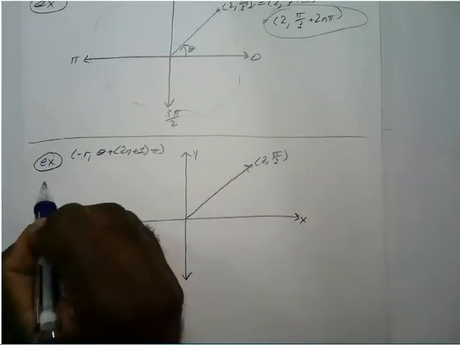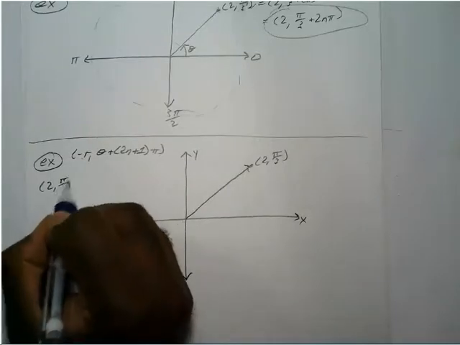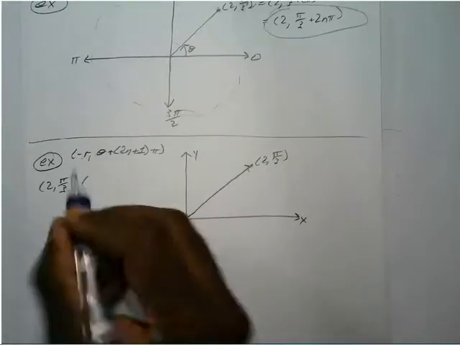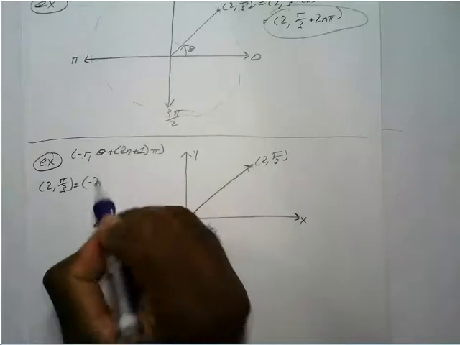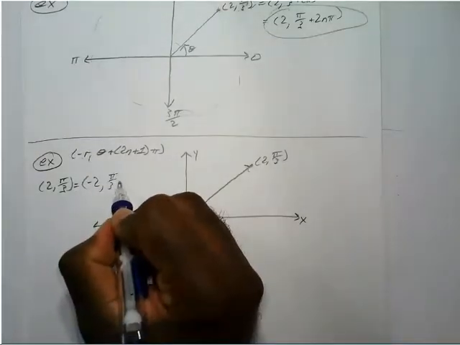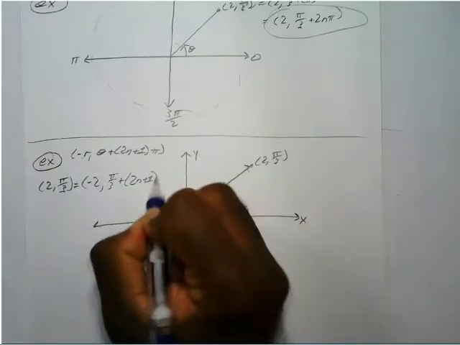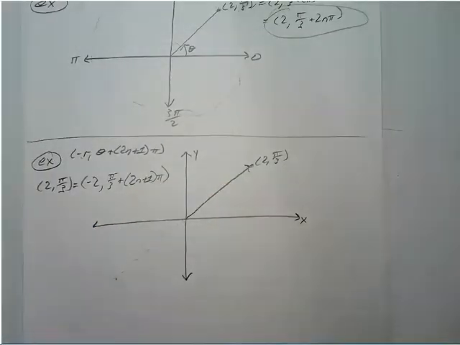Okay, so that means that 2 pi over 3 will equal negative 2, and your theta is equal to pi over 3 plus (2n plus 1) pi. Okay.